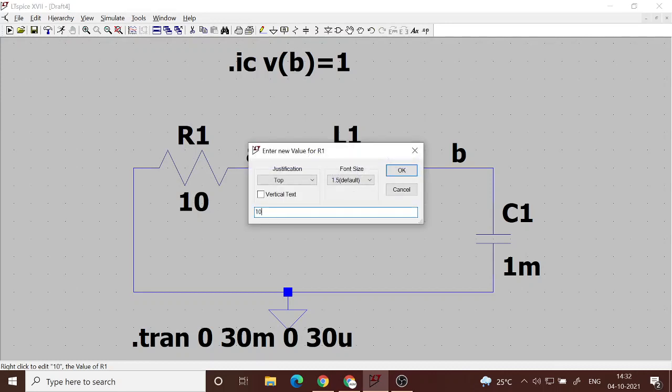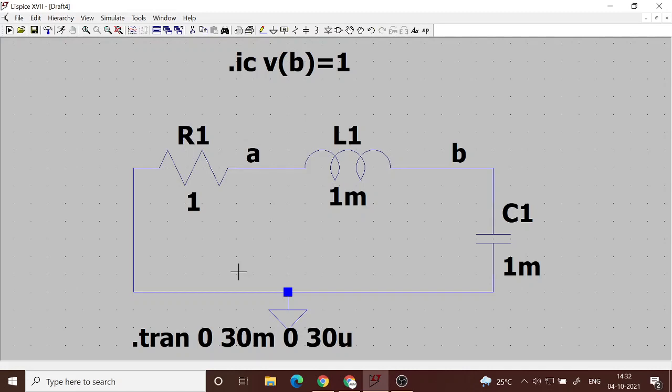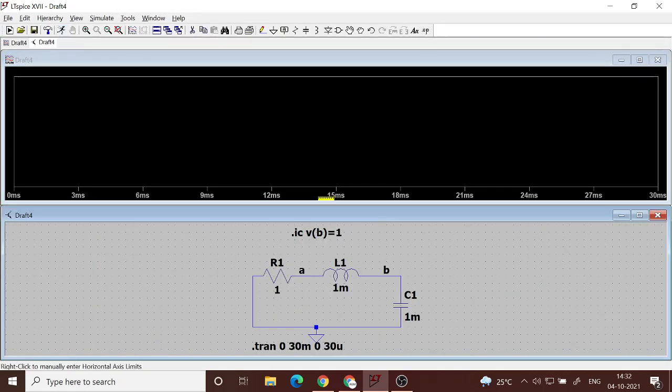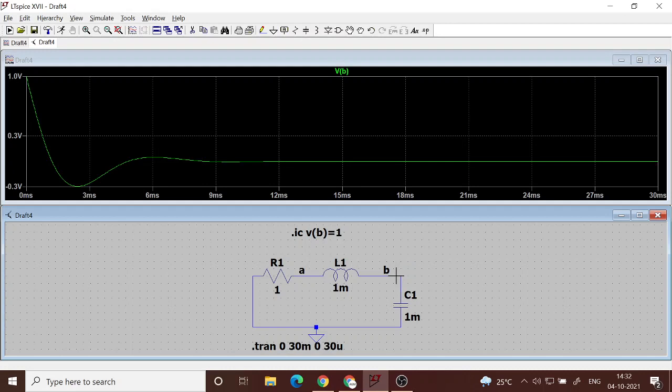The power dissipation can be reduced. If instead of 10 ohm I give 1 ohm, if I reduce the resistance value, can it go like before, or will there be any change? So let's see what happens. Again I am plotting the voltage on the capacitor. Now you see that something very interesting is happening.